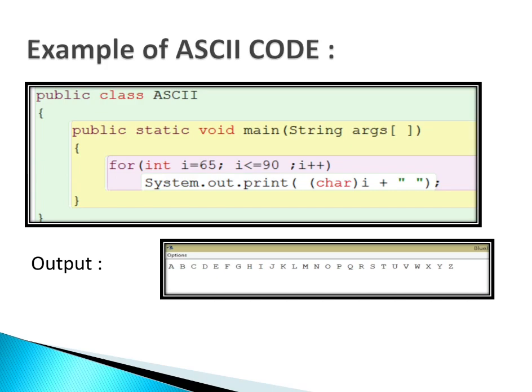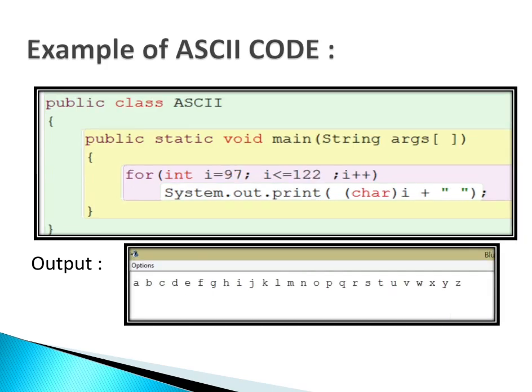Char means character. Then if I want to use small letters, I have to mention 97 for small a and 122 for small z. That's why in place of 65 I had written 97, in place of 90 I had written 122. And now we are getting small a till small z as output.